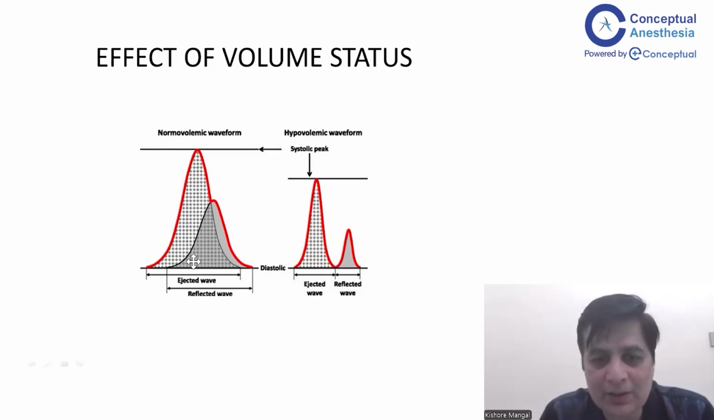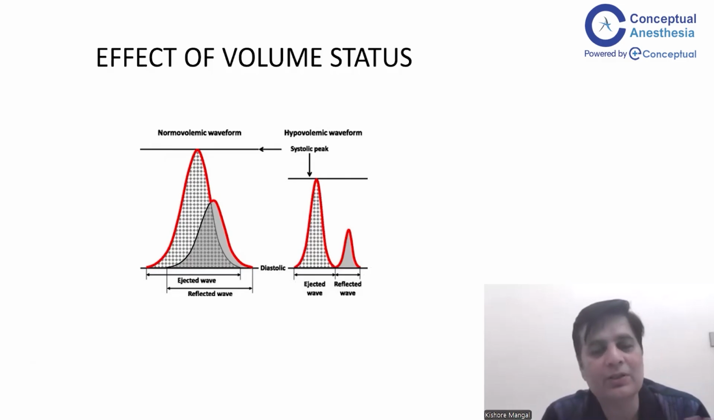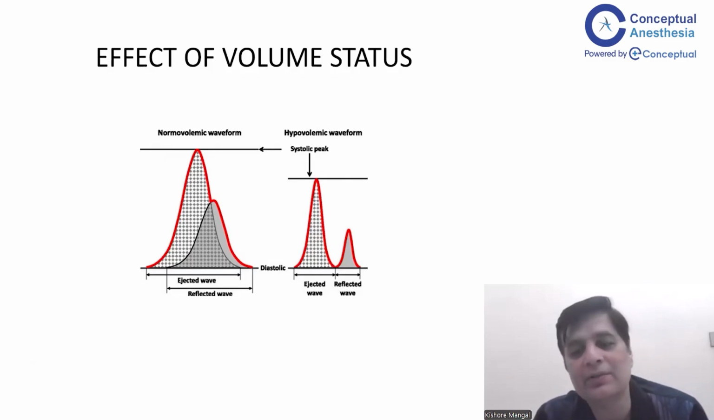So in hypovolemia, this reflected wave is damped and it is very delayed. Okay, that is why this is the forward wave and this is the reflected wave, and both have become separate. So in an extremely hypovolemic patient, you will see such a scenario. Just by looking at the arterial waveforms, you can see that this patient is hypovolemic, this patient is having low SVR, this patient is having hypertension.